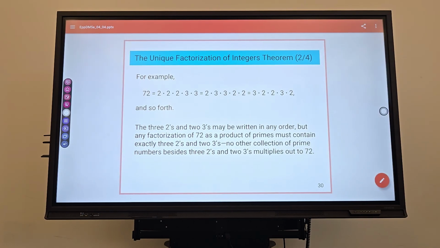For example, 72 equals 2 times 2 times 2 times 3 times 3. Also, with the 2's and 3's in different order because of the commutative property of multiplication. Any factor of 72 as a product of primes must contain exactly two 3's and three 2's. No other collection of prime numbers besides three 2's and two 3's multiplies out to 72.